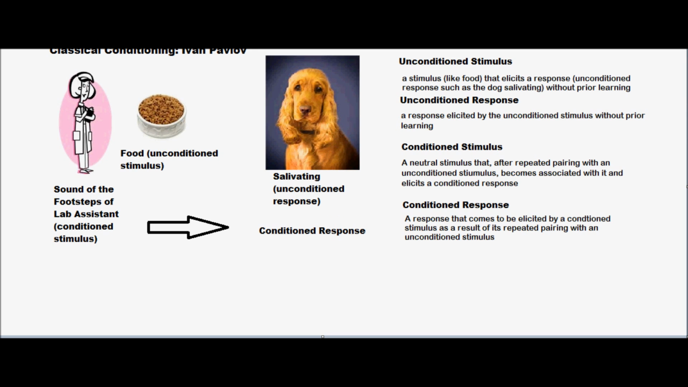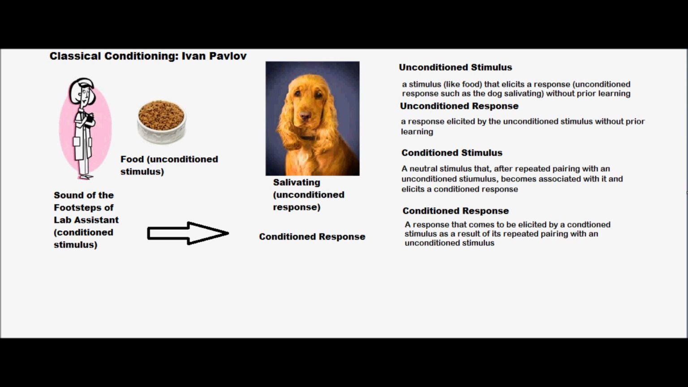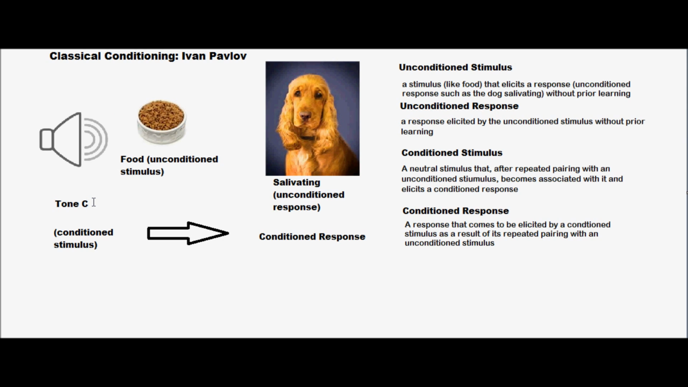So this initial observation by Pavlov of the lab assistant's footsteps and the food in eliciting salivation led Pavlov to further experiment, such as with a musical tone. In one of Pavlov's experiments, he used a musical tone as the neutral stimulus. Pavlov used the musical tone C as the neutral stimulus. It's neutral because musical tones do not cause a dog to salivate. It's not an unconditioned stimulus because it doesn't cause the natural response of salivation. But he paired this neutral stimulus with food, the unconditioned stimulus.